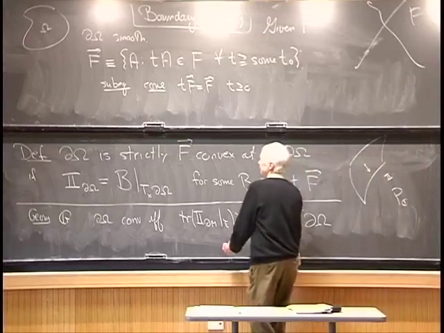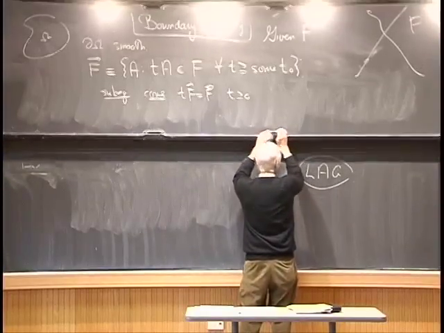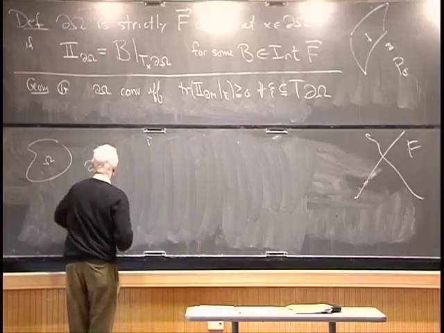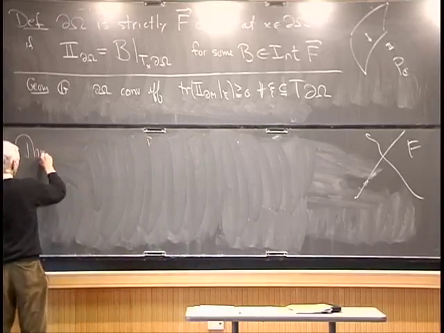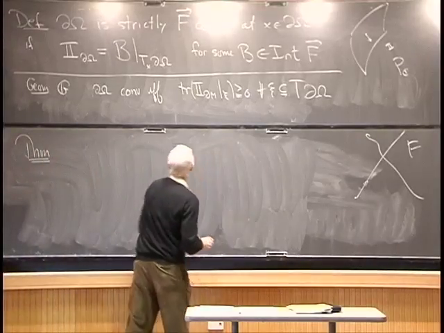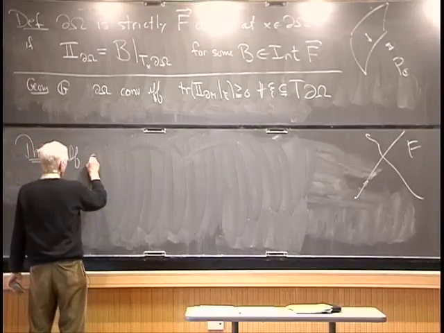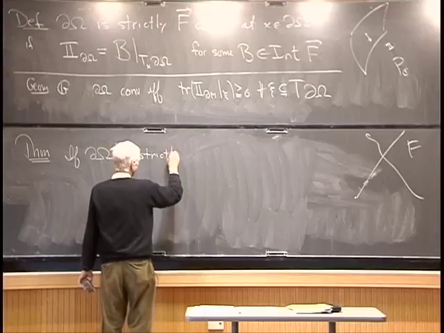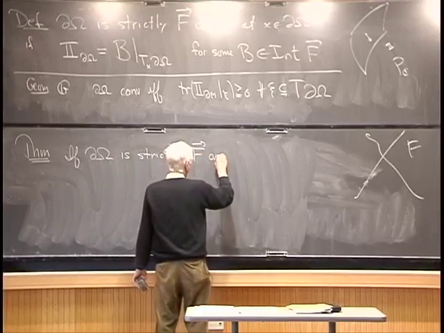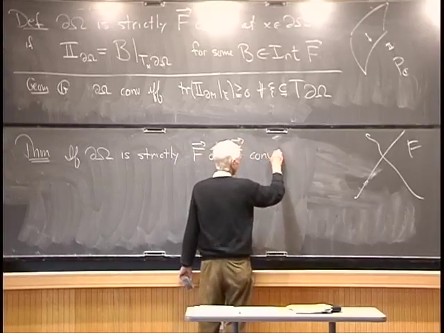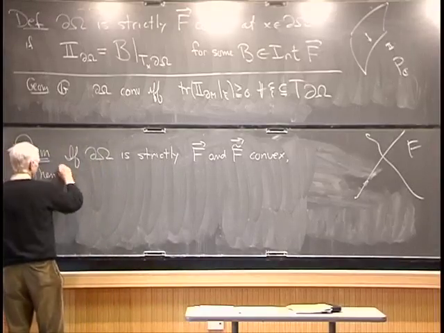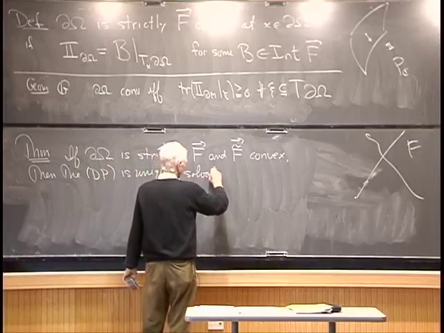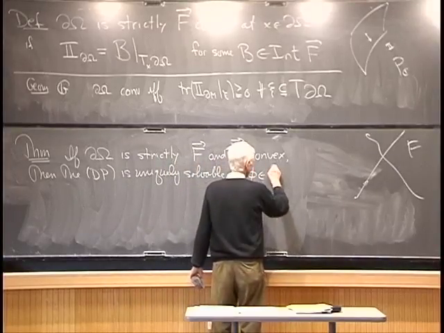So now the main theorem is the following. Again, for the moment, this is just in R^n. So F is purely second order. The claim is: if the boundary of omega, where omega is a domain in R^n with smooth boundary, is strictly F convex and F dual convex, then the Dirichlet problem is uniquely solvable for all continuous boundary functions.